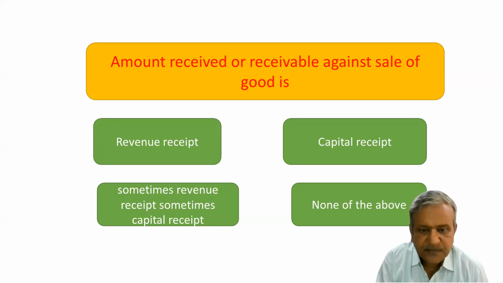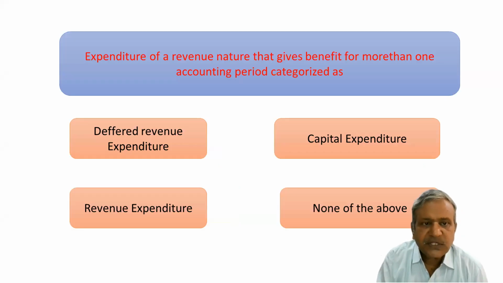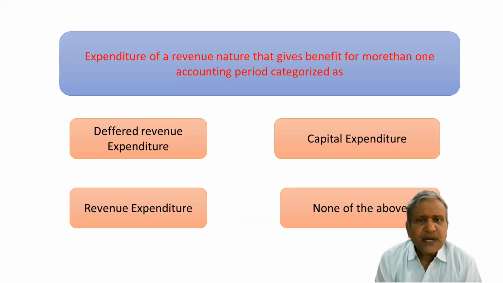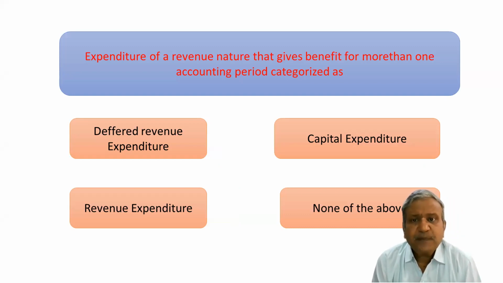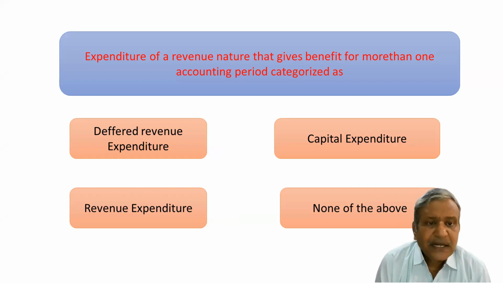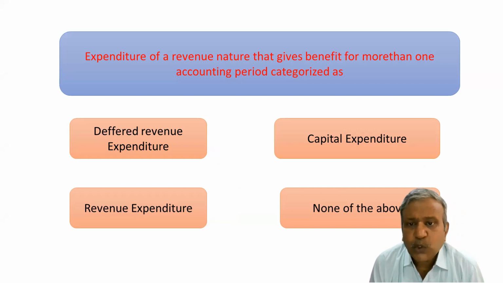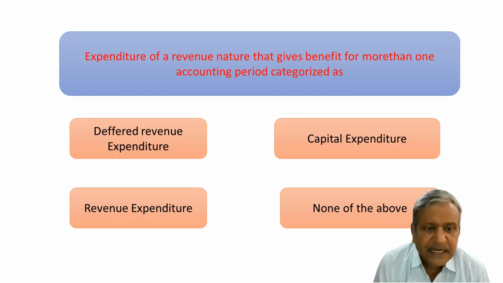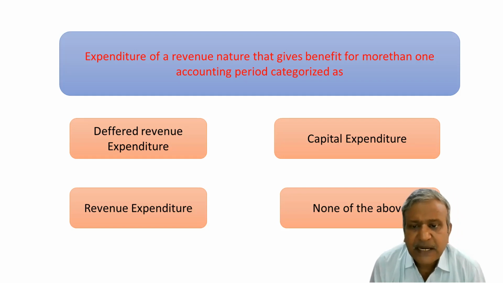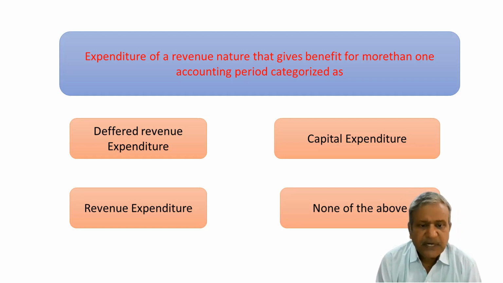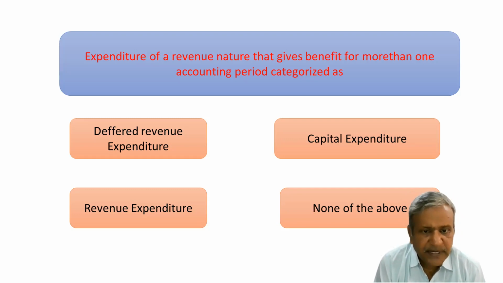Next one. Question number 2. Expenditure of a revenue nature that gives benefit for more than one accounting period is categorized as: number 1, deferred revenue expenditure; number 2, capital expenditure; number 3, revenue expenditure; number 4, none of the above. Put it in the chat box.